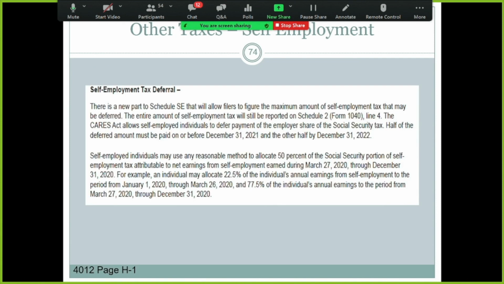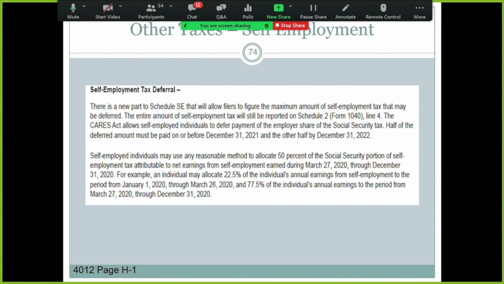This provision came with the COVID provisions and started in 2020. Self-employed individuals who had self-employment tax and owed on their tax return were able to defer part of their self-employment tax, where half would be due December 31st, 2021, and the other half December 31st, 2022. I would say that this is probably not the case for most of our tax clients.